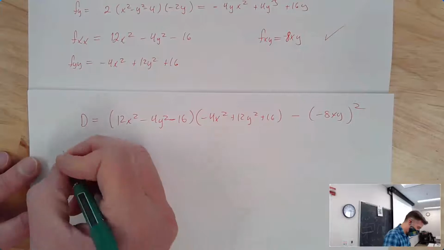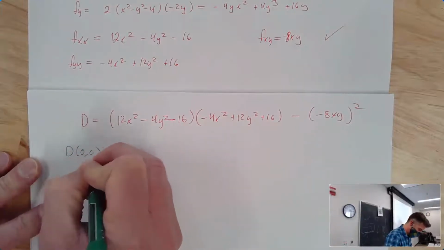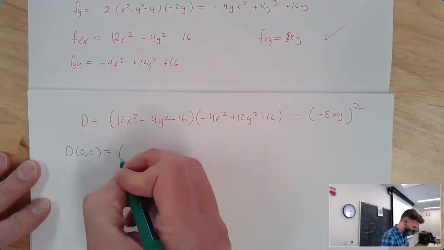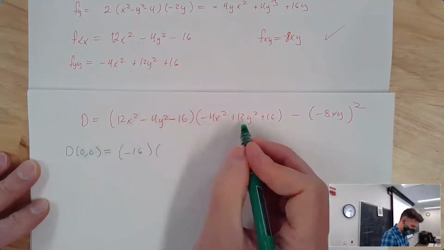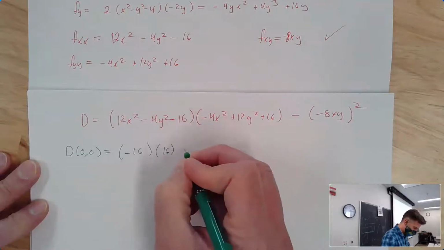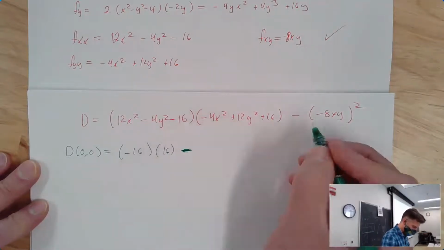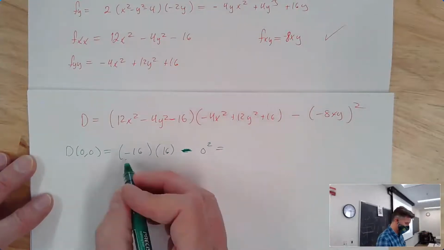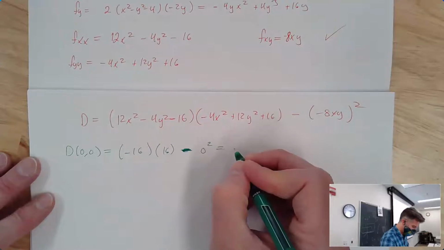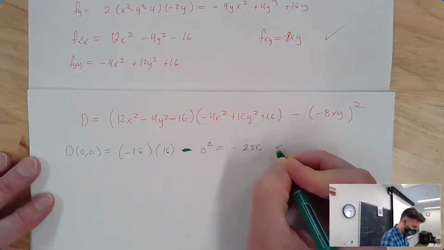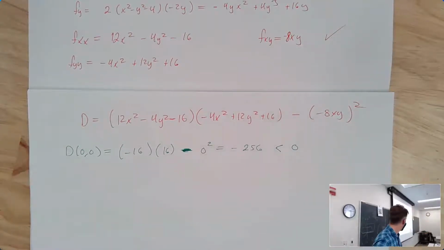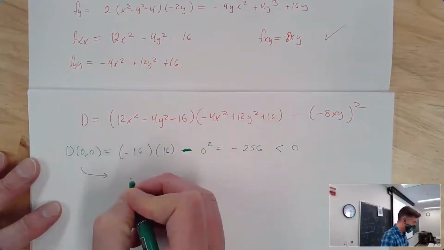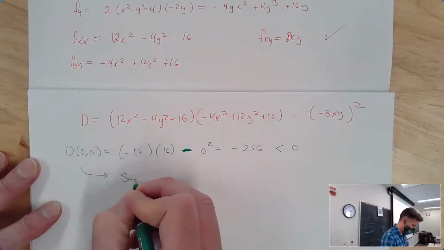So let's evaluate D at 0, 0. So let's see, 0 minus 16 times 0 plus 16, minus negative 8 times 0 squared. That's going to be negative 16 times positive 16 minus 0. That's negative something. I don't care. It's negative, which means we have a saddle.